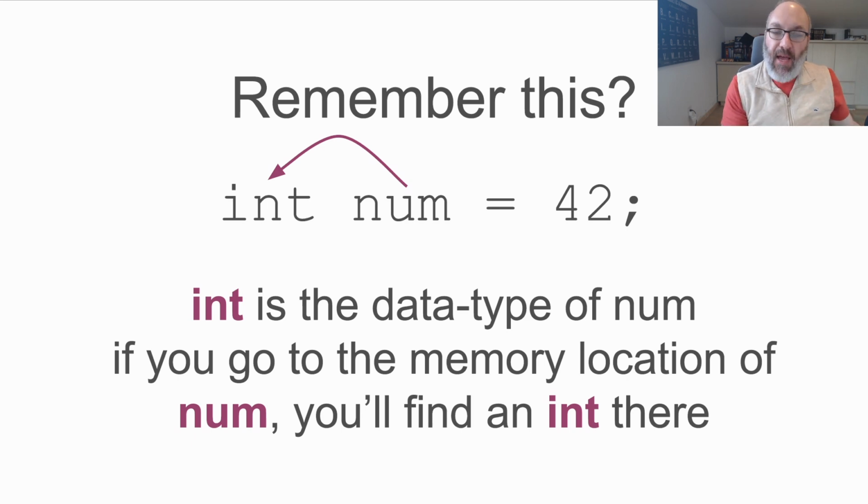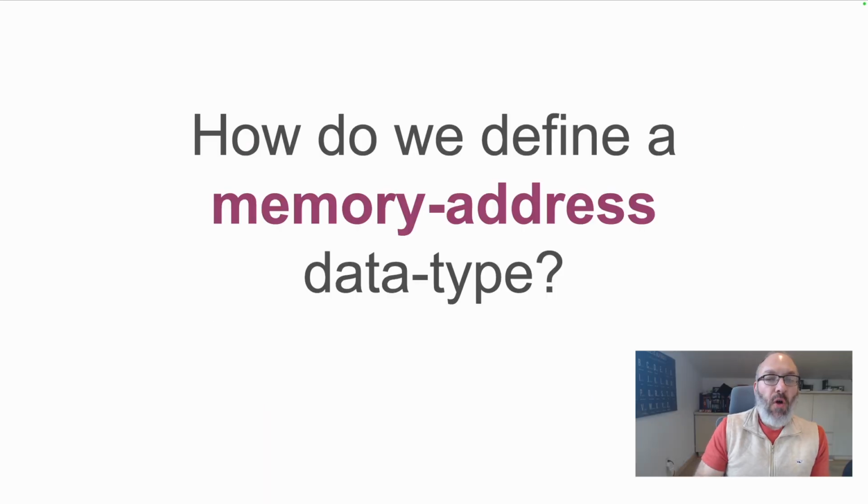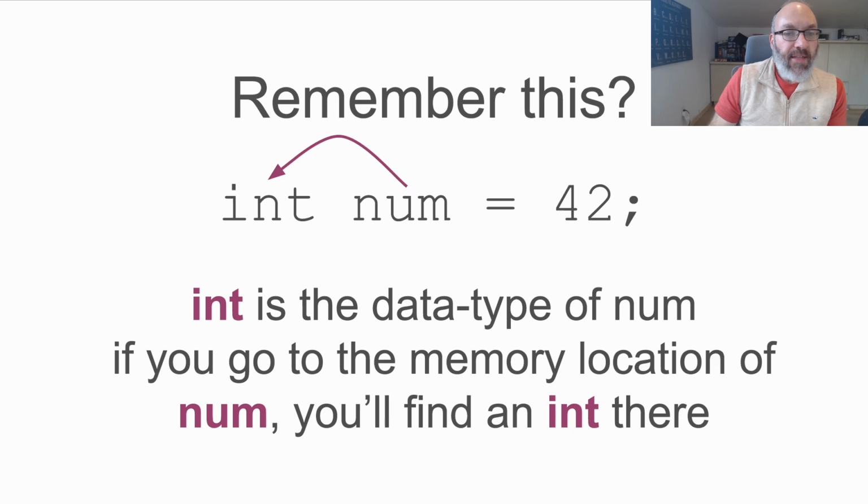Int is the data type of num, which means if you go to the memory location of num, and as we mentioned earlier, every variable has a memory location, what you're going to find there is an integer. That's what the data type is. It's simply telling us that if you went to this memory location, you're going to find an integer. So how do we define a memory address data type? How do we define something that can store memory addresses? Notice that here we're storing values. It's the value 42. And if we wanted to get the address, we would need to do that operation. But how do we store that value?